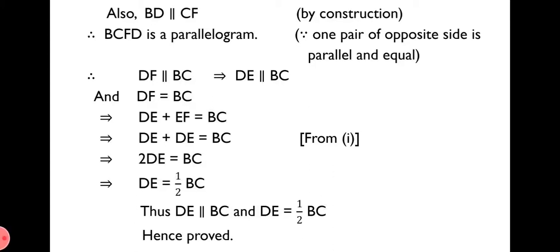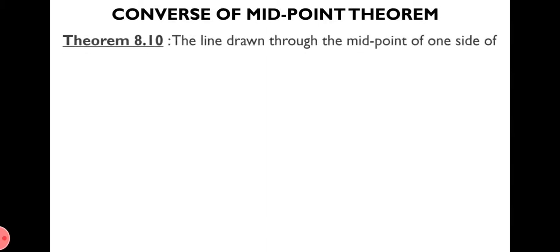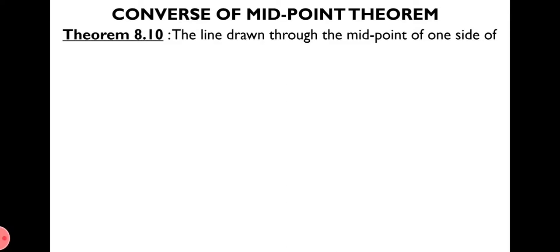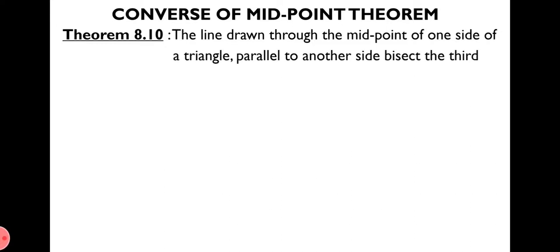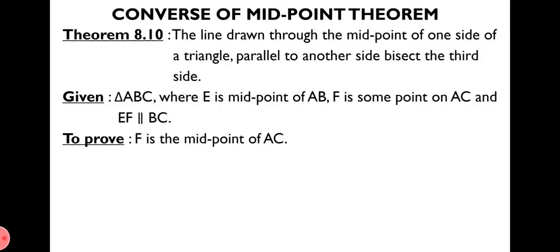Next is the converse of the midpoint theorem. That is also important. So, the statement of the converse of the midpoint theorem, that is theorem 8.10, is: the line drawn through the midpoint of one side of a triangle parallel to another side bisects the third side. Given triangle ABC where E is the midpoint of AB, F is some point on AC and EF is parallel to BC. To prove F is the midpoint of AC.